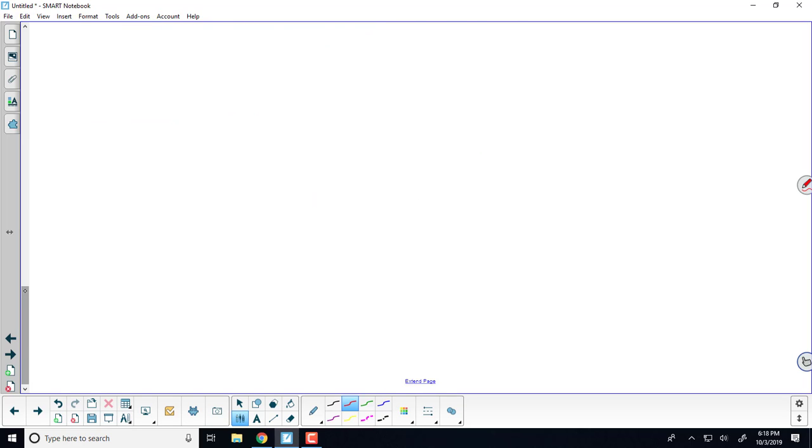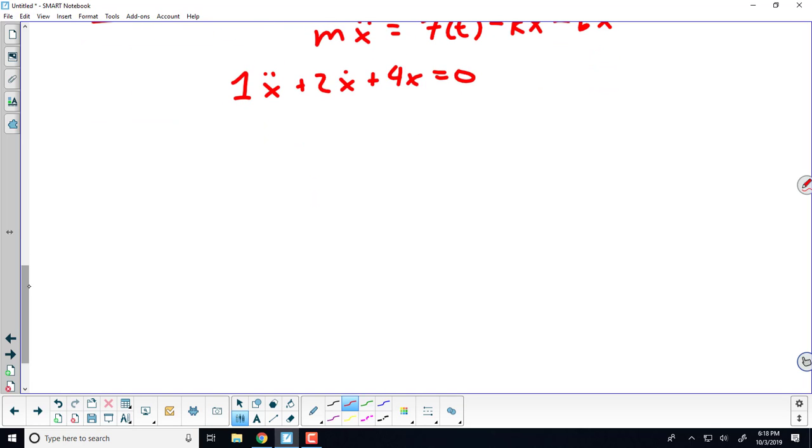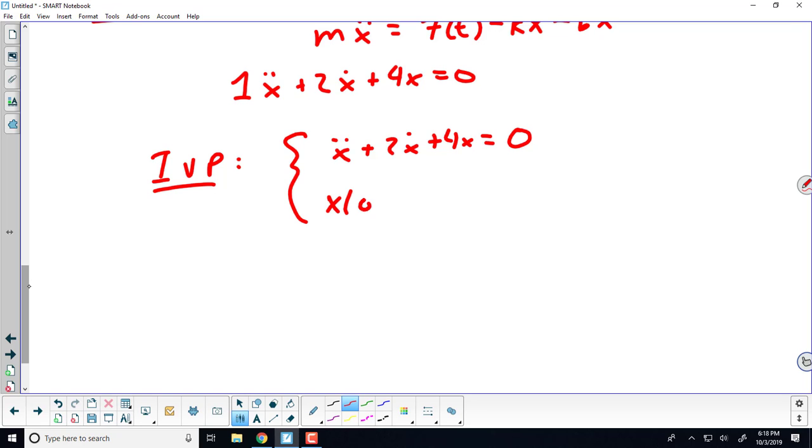Let's go ahead and give it as an IVP. So the IVP, real quick, would be x double dot plus 2x dot plus 4x equals 0, together with 2 initial conditions. We said that we released it 0.5 meters to the right of rest, and we said that we released it from rest, so we have that. So there's the IVP that goes with this.